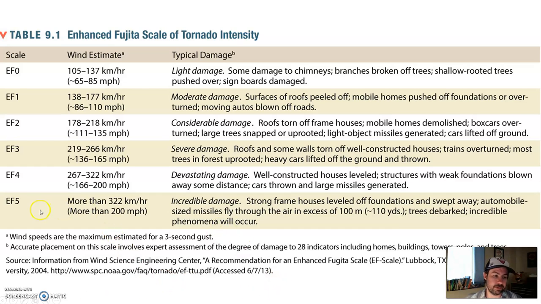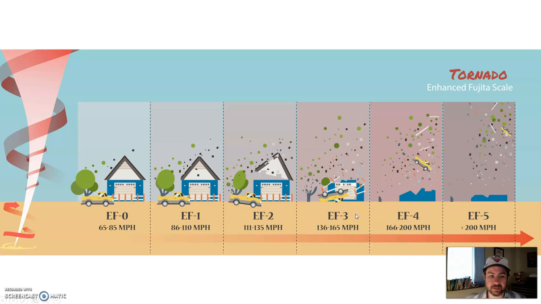But if we're looking at the strongest, the EF5, strong frame houses just leveled off foundations and swept away. Automobile-sized missiles flying through the air in excess of 100 meters. Trees debarked, just bark ripped right off the trees. That's an EF5, and that wind is moving faster than 200 miles an hour. In essence, EF0, least damage, EF5, almost complete in destructive damage.